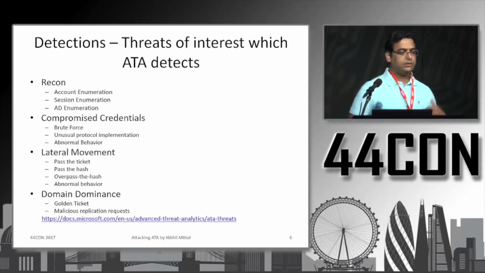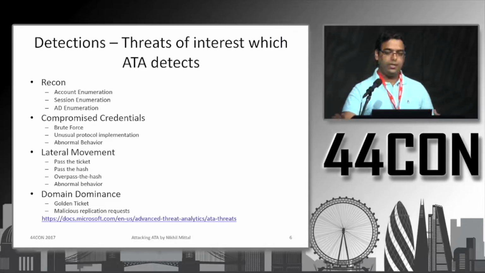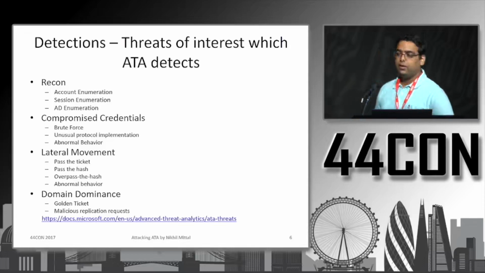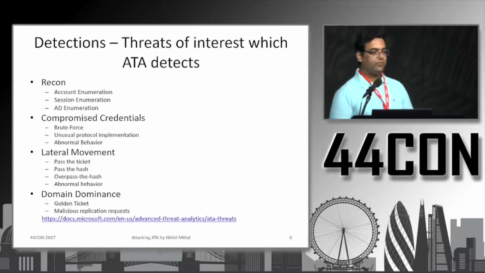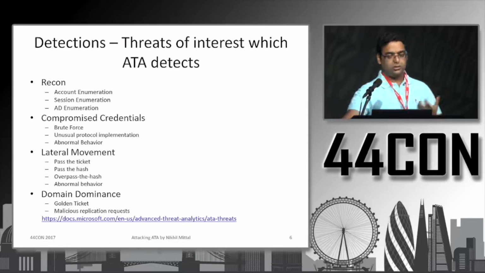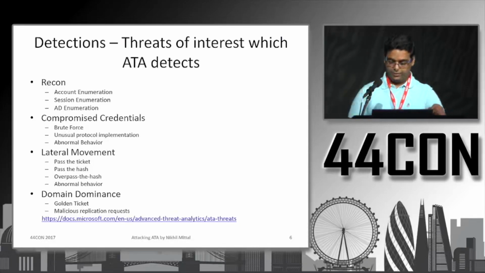Then compromised credentials, that will be attacks like brute force or unusual protocol implementation. We'll see what's there. Abnormal behavior, we are not going to have a look at the behavior-based detection. Then the most interesting part, lateral movement. That is something which ATA specifically has been designed for. It focuses really a lot on lateral movement attacks like pass the ticket, pass the hash, overpass the hash, abnormal behavior. Once again, we are not going to have a look at abnormal behavior.